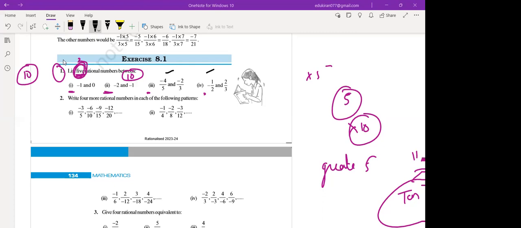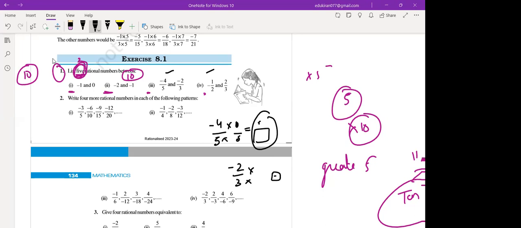Ma'am, could you explain the third one? Yes, Naisha, you were saying something? Could you explain the third one, please? First, you will take the LCM of 5 and 3. Then, minus 4 upon 5. Whatever the LCM comes, you will write it here. You have to find which number you will multiply with, then the same number would be here, and this will be your number. Similarly with minus 2 upon 3, and so on. Fine?